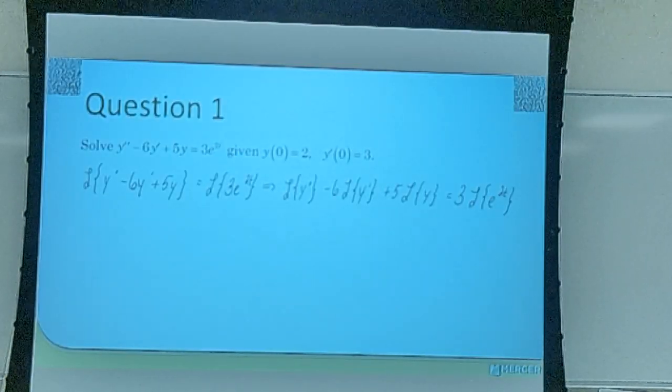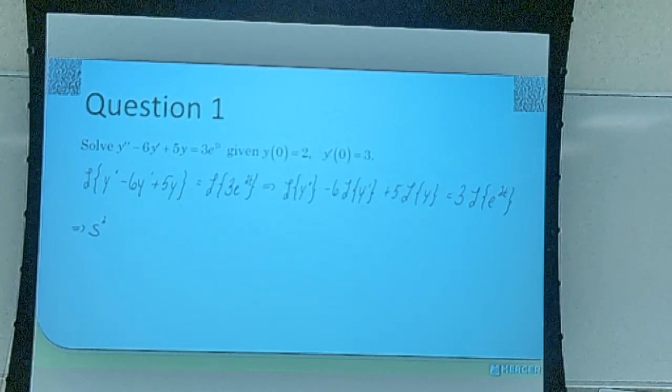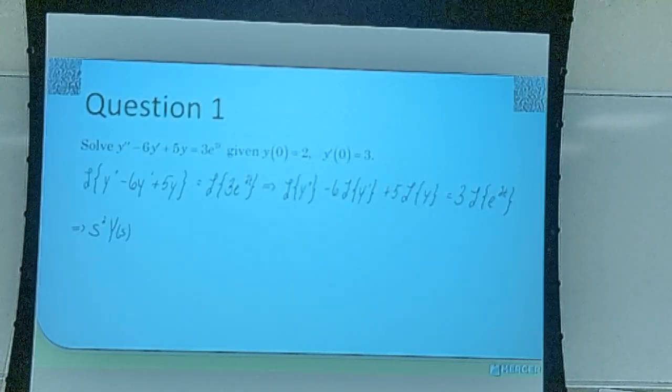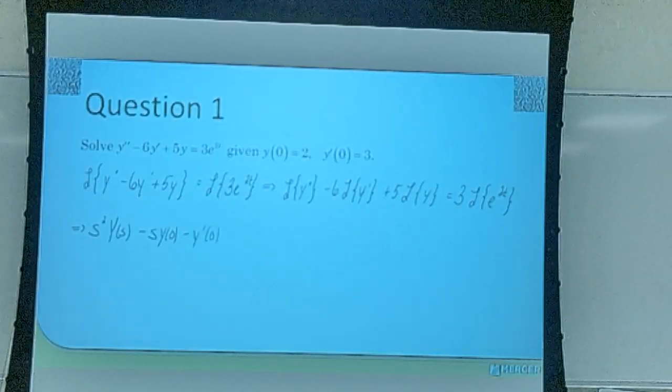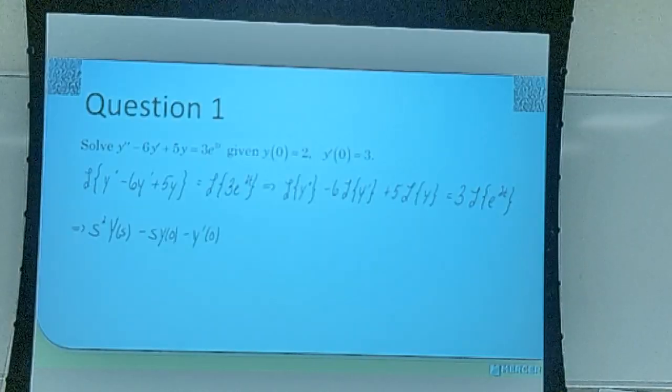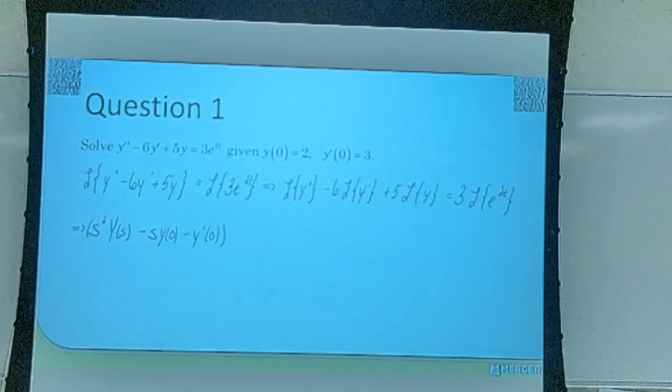The Laplace transform of y double prime is s squared times the Laplace transform of y, which we will write as capital Y of s, minus s times y of 0 minus y prime of 0. That was just for y double prime.